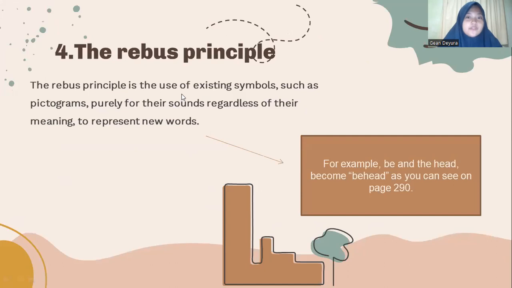According to the sources I've researched on the internet and the textbook, the rebus principle is the use of existing symbols, such as pictograms, purely for their sounds regardless of their meaning, to represent new words. Many ancient writing systems used the rebus principle to represent abstract words, which otherwise would be hard to represent with pictograms.